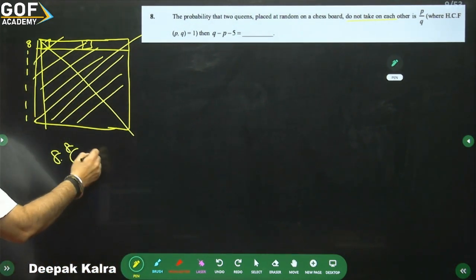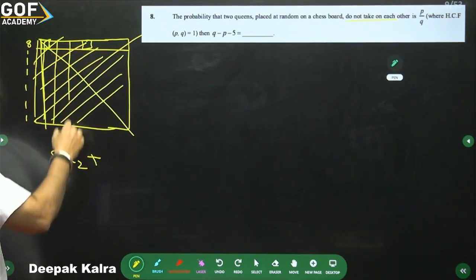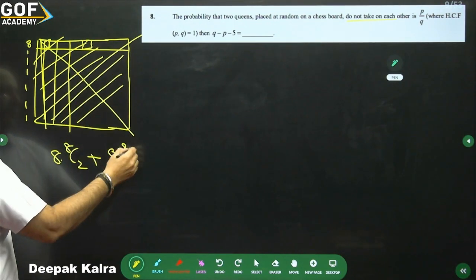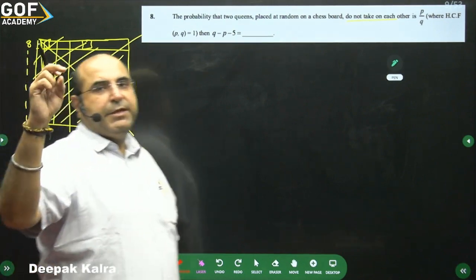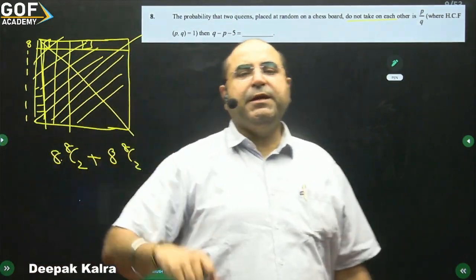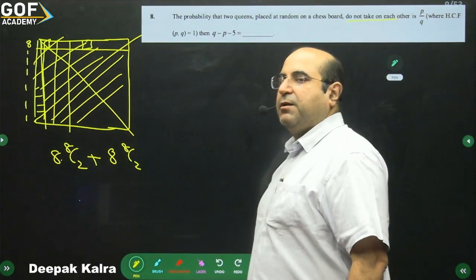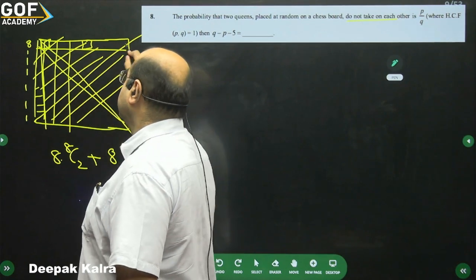Next case, vertically. If we go column-wise, again we have 8 columns and 8C2 positions in each column, taking 2 positions where the 2 queens are facing each other. You understood?